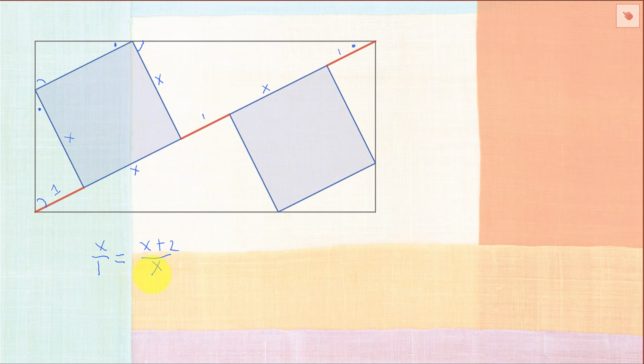So x needs to satisfy this equality. If we simplify, we have x squared equals x plus 2, so x squared minus x minus 2 is 0. We can factor this as (x minus 2)(x plus 1) equals 0. So x is equal to 2 or x equals negative 1. Since x represents a length, x must be equal to 2. So x is 2.